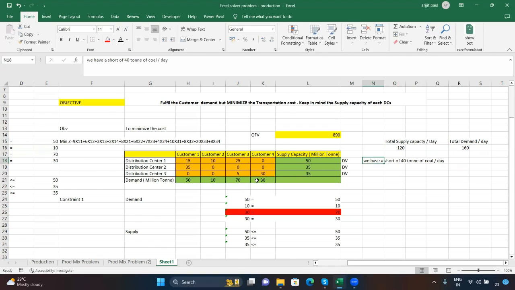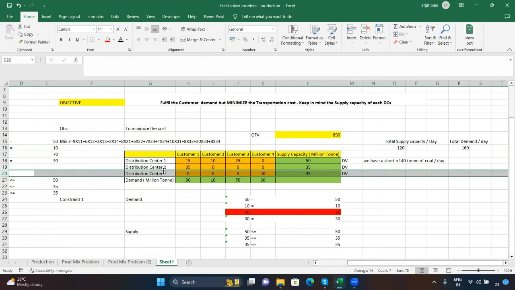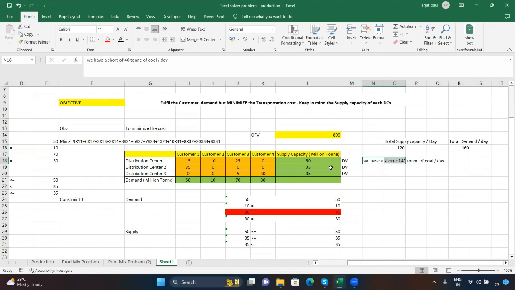Now, how can we increase our supply capacity? We can increase our supply capacity by increasing the distribution centers. As of now, we have 3 distribution centers. We can add another 1 and we can supply this short 40 ton. Otherwise, our second option would be to increase the supply capacity of any of these distribution centers. For example, if I increase the supply capacity of DC1 from 50 to 90, we are able to meet the demand of 40 ton.